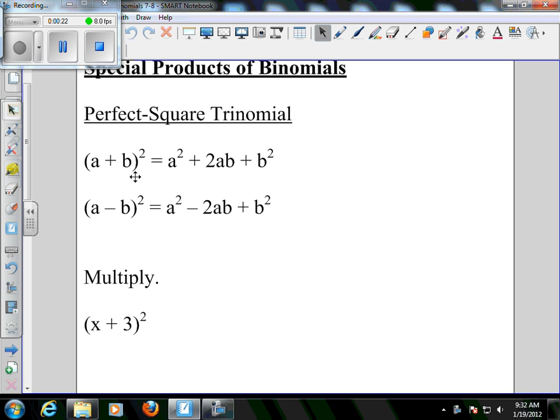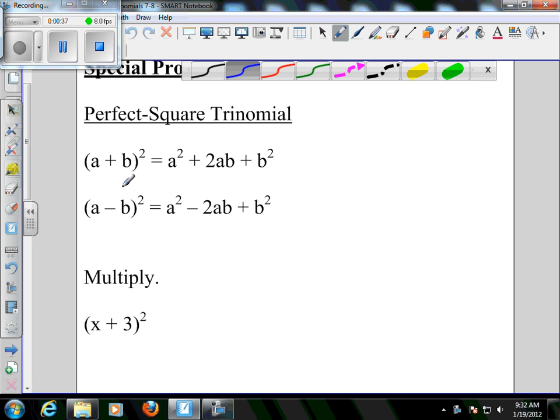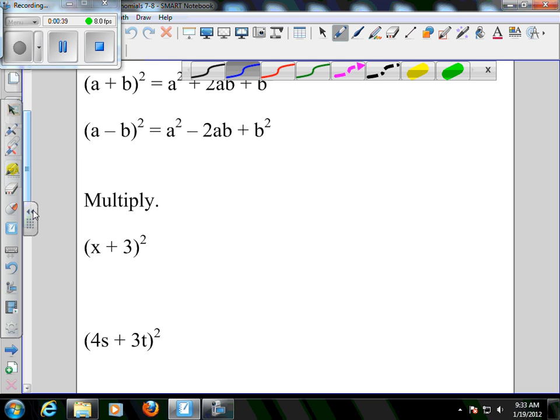And if you have (a plus b) all squared, that would be equal to a squared plus 2ab plus b squared. If I have (a minus b) and that whole quantity squared, I will get a squared minus 2ab plus b squared. And you might think, well, how's that a shortcut? Well, let me show you.